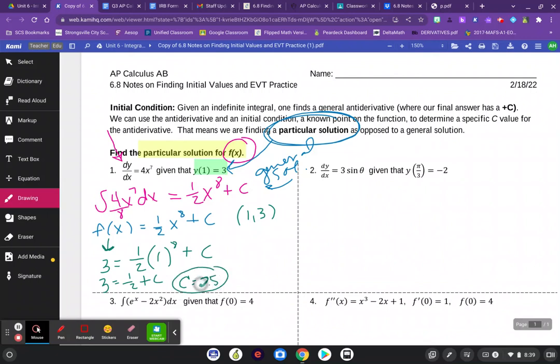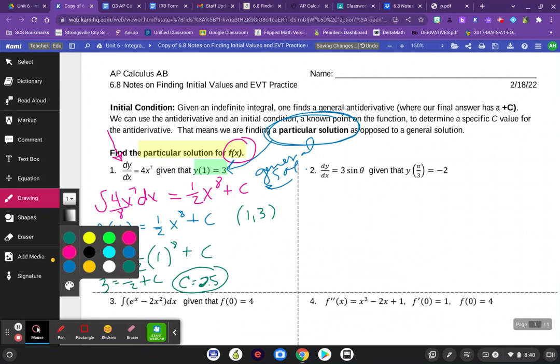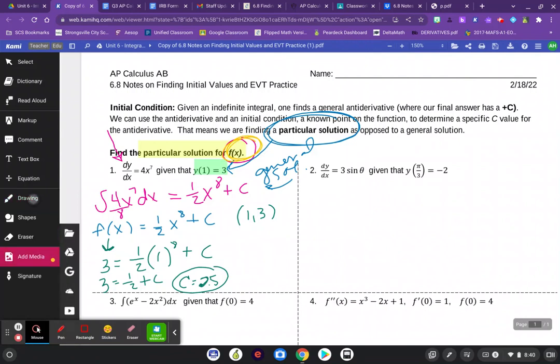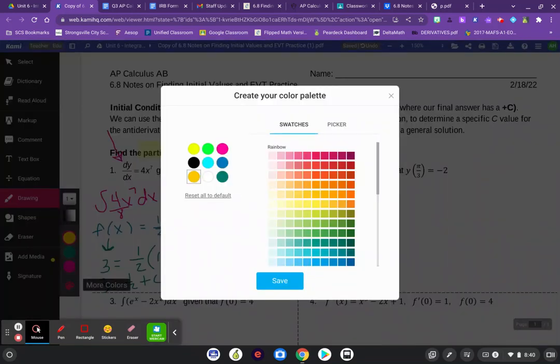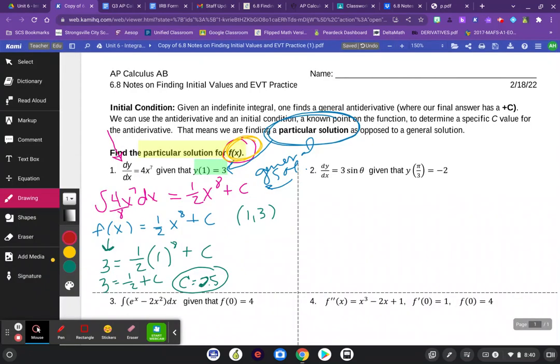But I'm not done yet. Okay, I am not done yet. What I need to do next is I need to then actually write the particular solution for f of x. What that means is my final answer is going to look like this. F of x equals 1/2 x to the 8th plus 2.5. This is my final answer because this is the specific or particular solution.